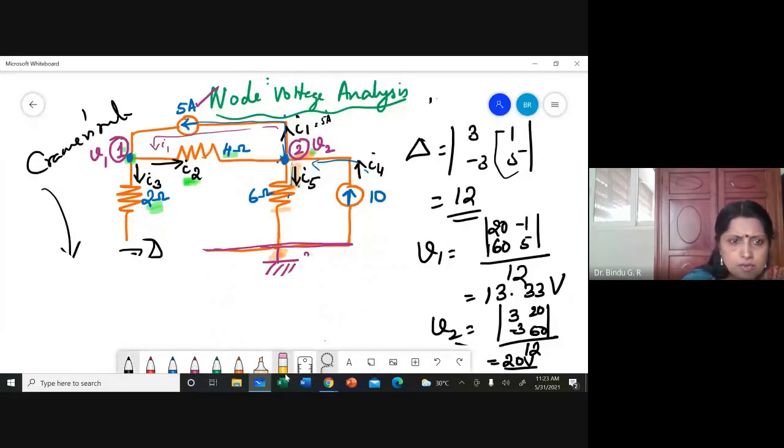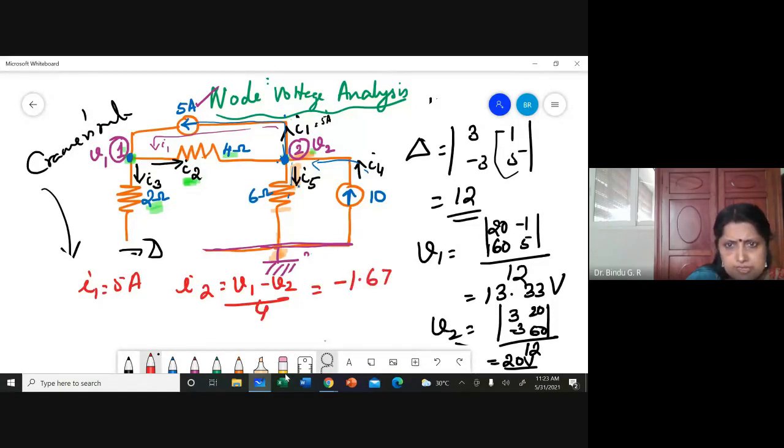Okay, if you are asked to find out I1, as you know, is 5 ampere already given. I2 you will get as V1 minus V2 by 4, which you will get as minus 1.67 amperes. What does that mean? This minus sign, what does that mean? I2 you have taken as a current flowing from V1 to V2. But that was an assumption. This negative sign indicates that your assumption is the opposite, or I2 actually flows in the other direction.